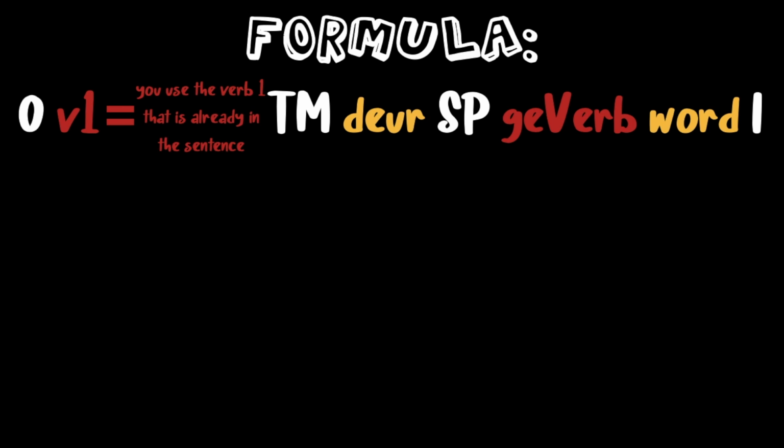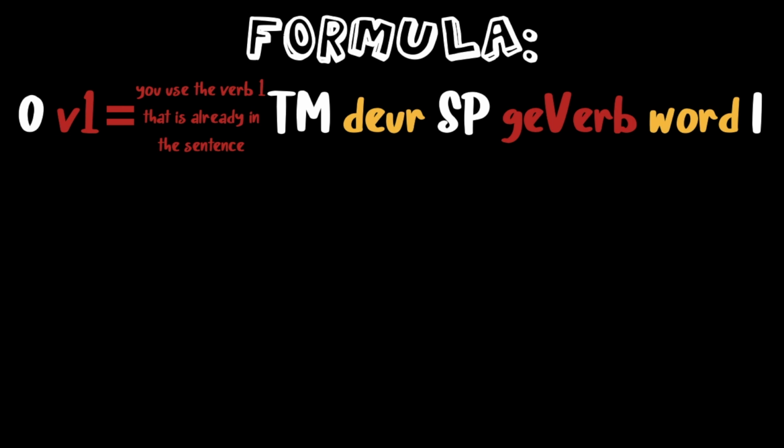Then you have time, manner, deur, subject, place, geverb, word. Okay, so here we add another verb into it, and that is word, and then we have the infinitive. The reason for that is the sentence sounds incomplete when it's not added there. It doesn't sound right. And just remember that helping verbs always need a little extra help. Okay, they need a little extra help. They can't function alone in a sentence. So that's why I'm saying this one's a little bit more tricky than the other one.